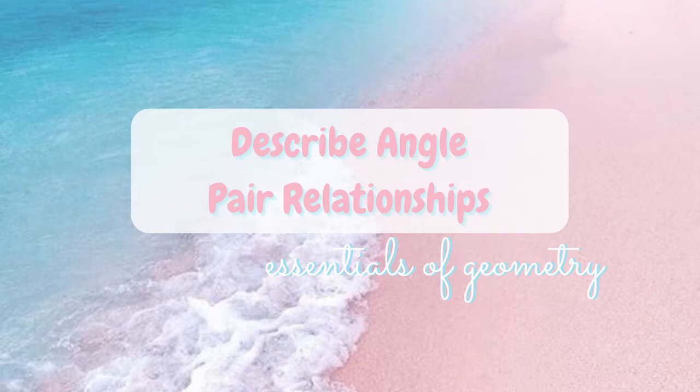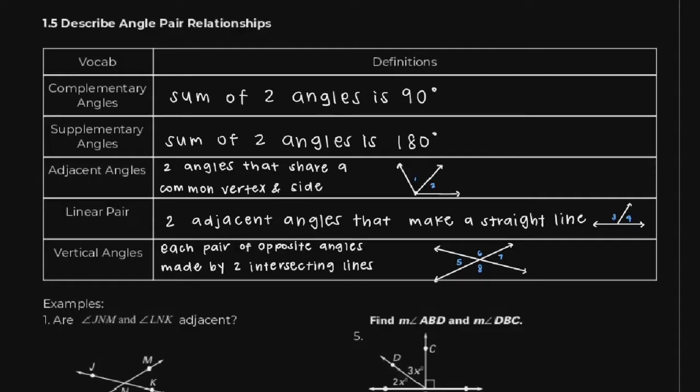Everyone, today I'm going to go over 1.5, which is describe angle pair relationships. So let's first go over some vocabulary. First we have complementary angles. These are two angles that will have a sum of 90 degrees. Supplementary angles will have a sum of 180 degrees.